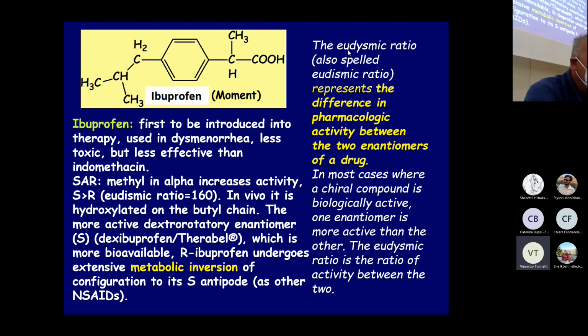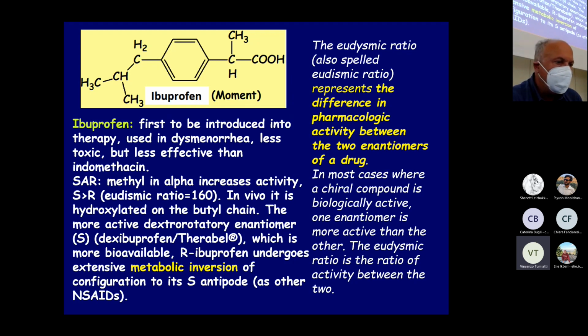There is a new term that you can find in the literature about these compounds, the eudismic ratio. What does eudismic ratio mean? In this case it is equal to 160. The eudismic ratio is the ratio between the activities of the two enantiomers, S over R. So in this case, we have a difference of 160 times in activity between S and R.